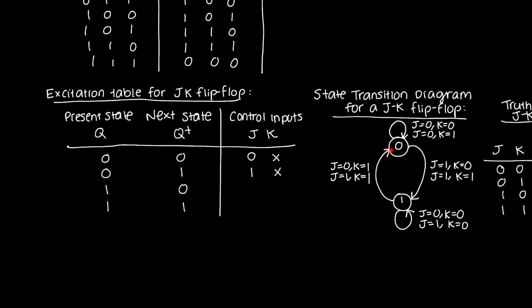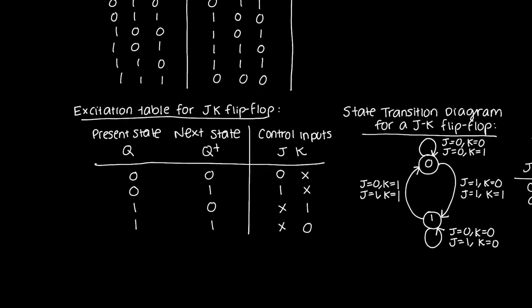Now, what about over here? That's this transition from a 1 to a 0. And here, we said that k has to be high. We don't care what j is. So as long as k is 1, j can be anything. And finally, looking at this transition over here, we said that for this transition, it doesn't matter what j is, k just has to be 0. So j is x and k is 0.